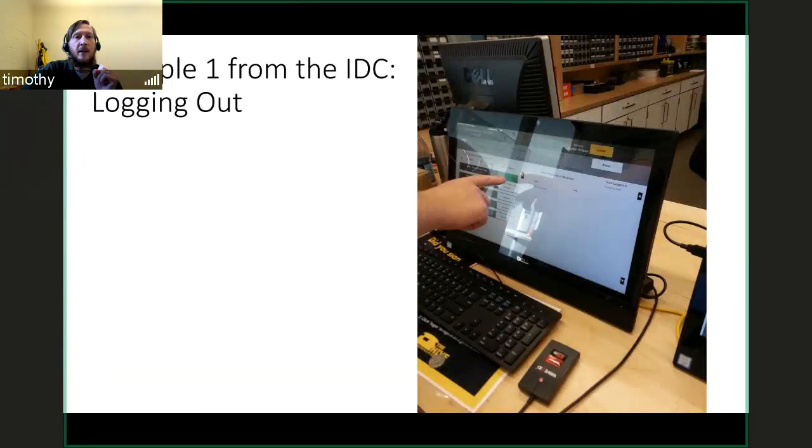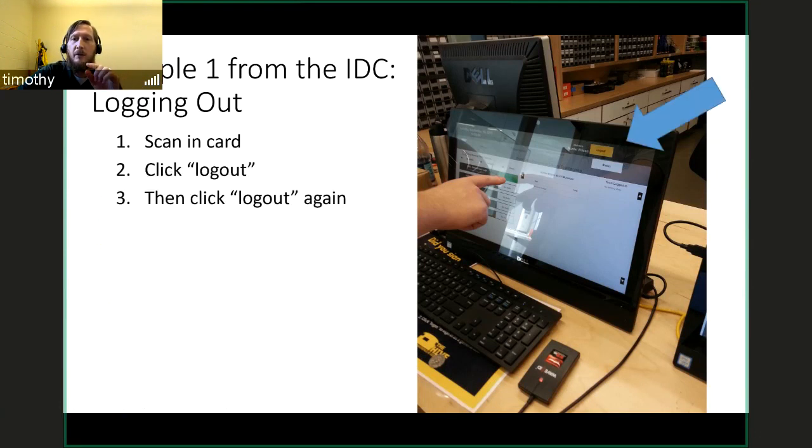So, example one. Here's another example just of human factors, how systems interact with the world, how systems interact with people. Everybody hopefully has been to the IDC by now. When you go to log out, first you have to scan your card, then you have to touch this button, and then you have to click this button in the top corner to close out the app. So you have to do three things in order to log out.